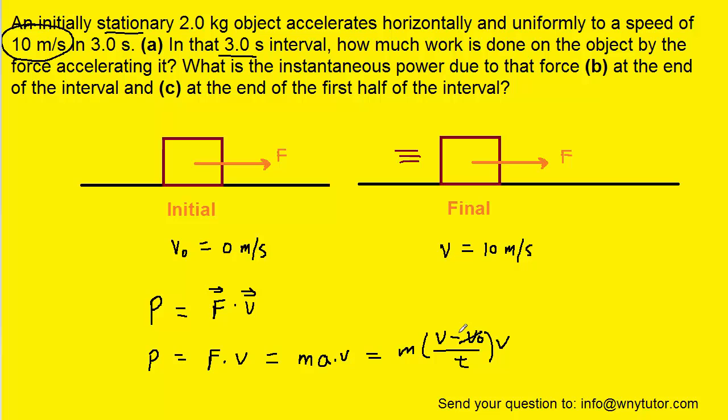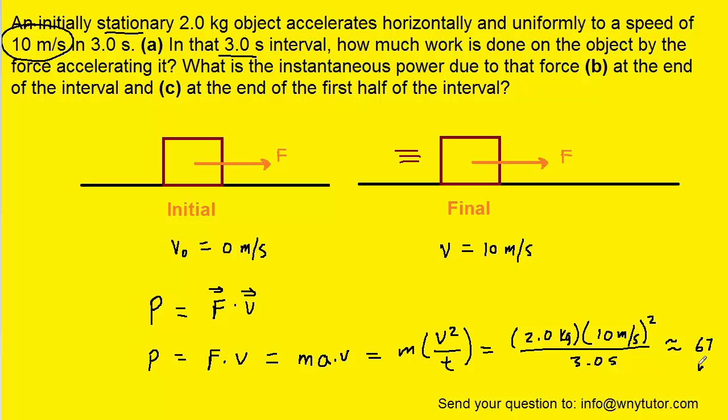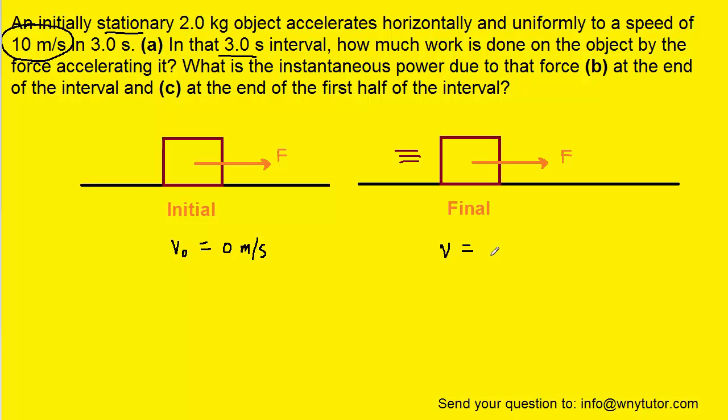The initial velocity, again, was 0, so we can actually eliminate that, leaving us with mv squared divided by t. So we'll just plug in the mass and the final velocity as well as the time interval of 3 seconds. And when we compute this power, we get approximately 67, and then the unit of power is, of course, watts. So this would be the correct answer to part B.